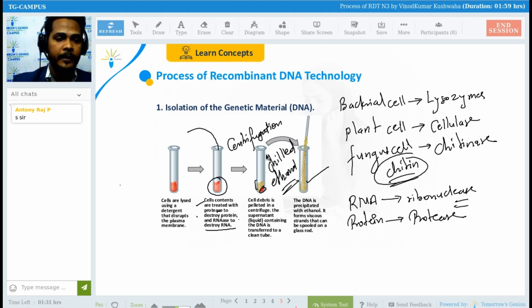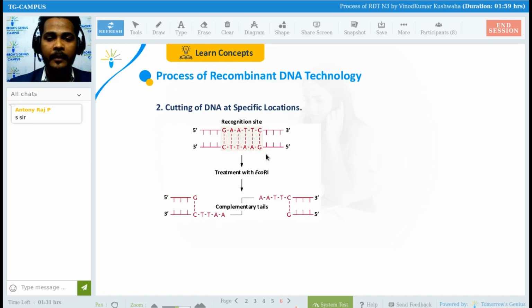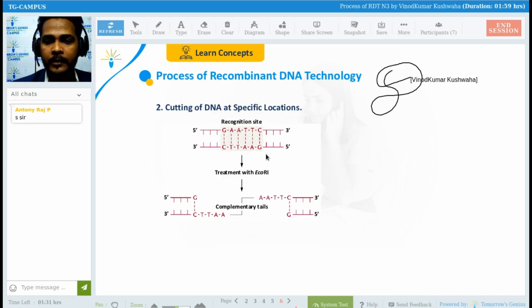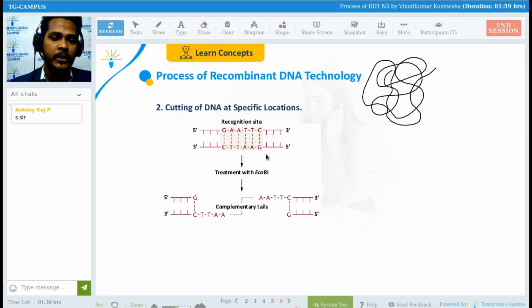So this is the first step, that is isolation of genetic material DNA. Now the next step is cutting of DNA at specific locations. After isolating, your DNA is like a long thread-like structure. Now how will you cut this long thread-like structure of DNA at your desired location?